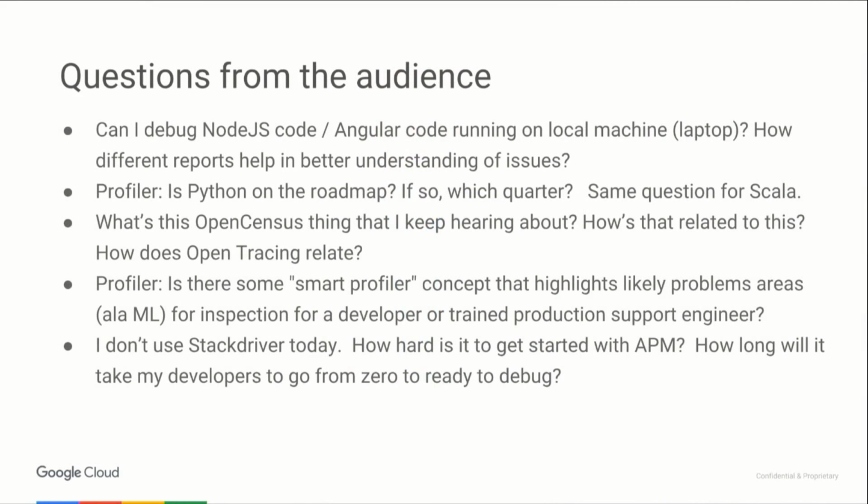The next question is about Profiler. The question is Python on the roadmap? If so, which quarter? Same question for Scala. So Python is actually already being worked on. Right now we're working on Python 3 support. We plan on supporting Python 3. We're debating Python 2 right now. If you have opinions about supporting Python 2, please let us know on the Cloud Insiders mailing list or through in-app feedback. But yes, Python's on the roadmap.